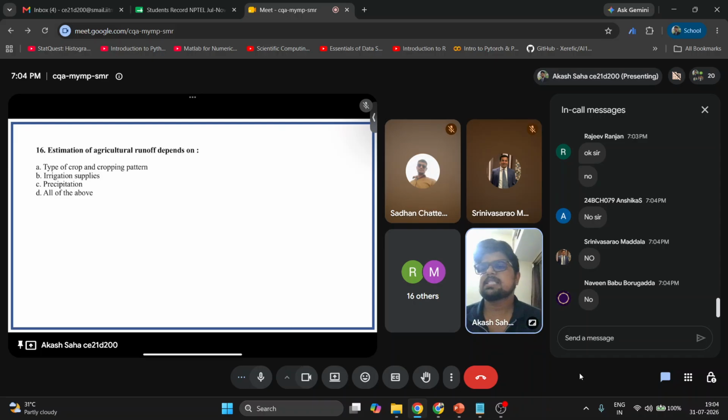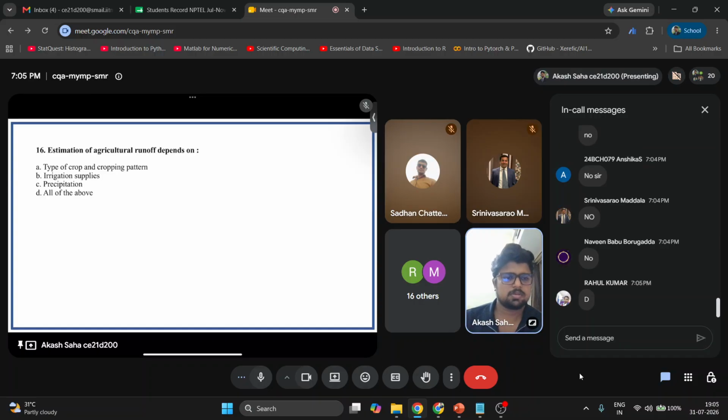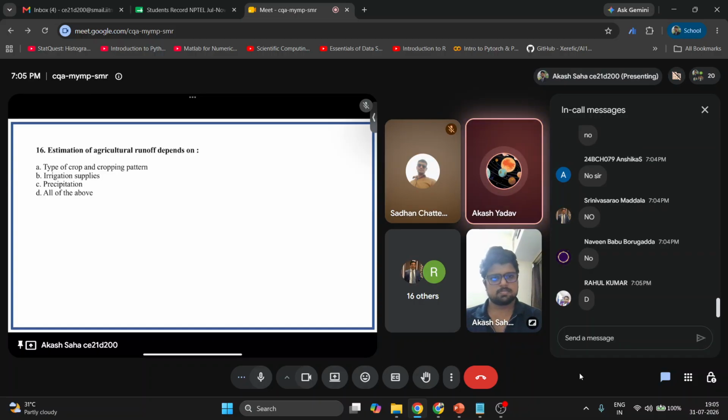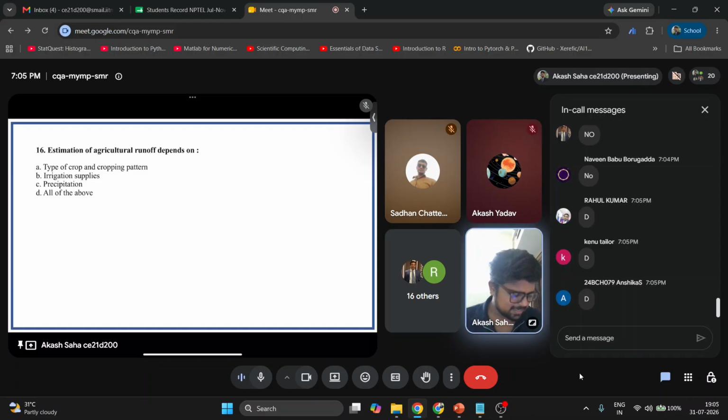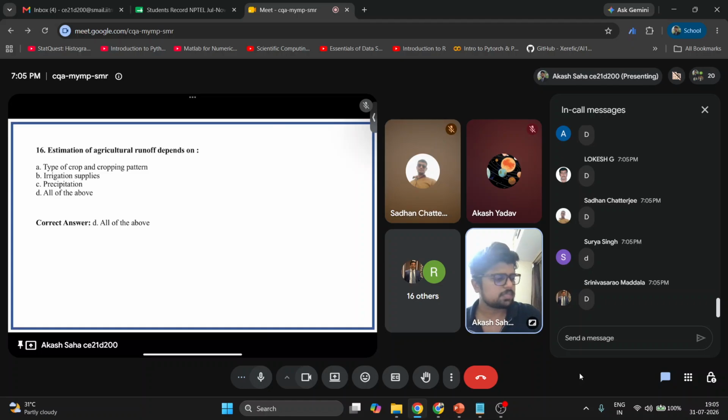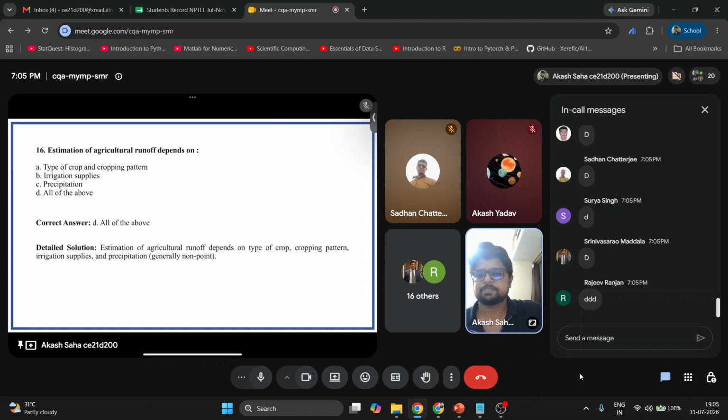Next, estimation of agricultural runoff depends on type of crop and cropping pattern, irrigation supplies, precipitation, all of the above. Option D, all of the above. Yes, this is very direct. I don't think there is much to discuss in that. So D is the correct answer.